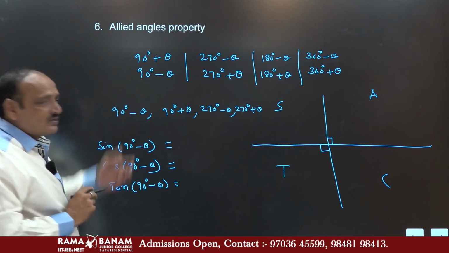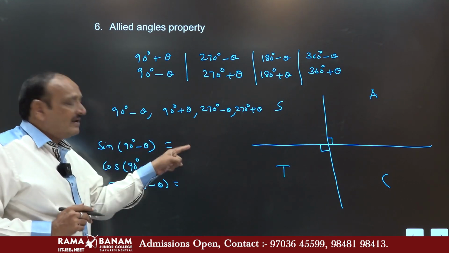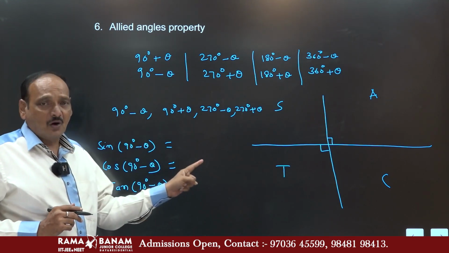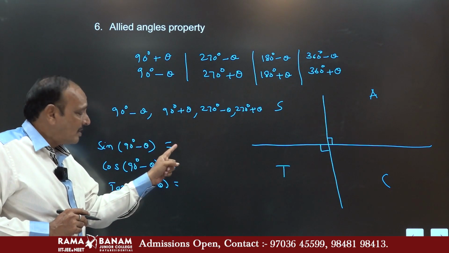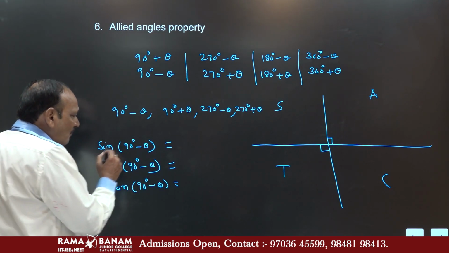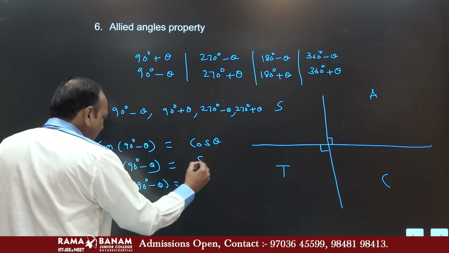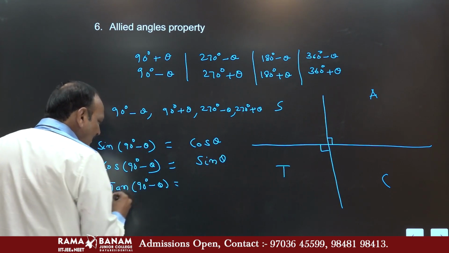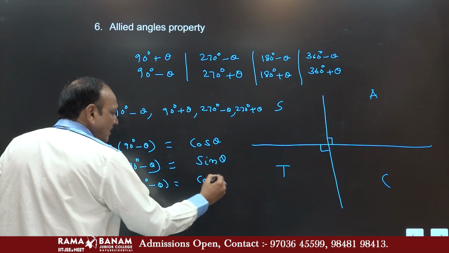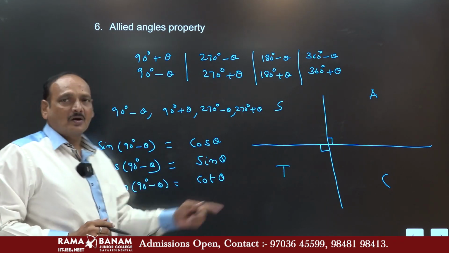Whenever 90 and 270 allied angles are given, you will get the friendly ratio, and plus or minus depends upon the quadrant system. So, sin का friend कौन है? Cos. Cos का friend कौन है? Sin. And tan का friend कौन है? Cot. So, sin का दोस्त cos, cos का दोस्त sin, tan का दोस्त cot.